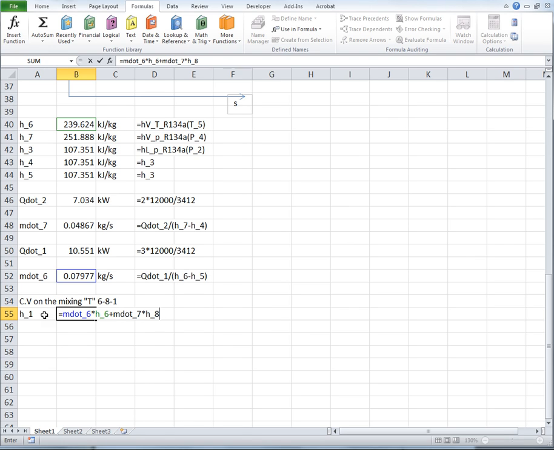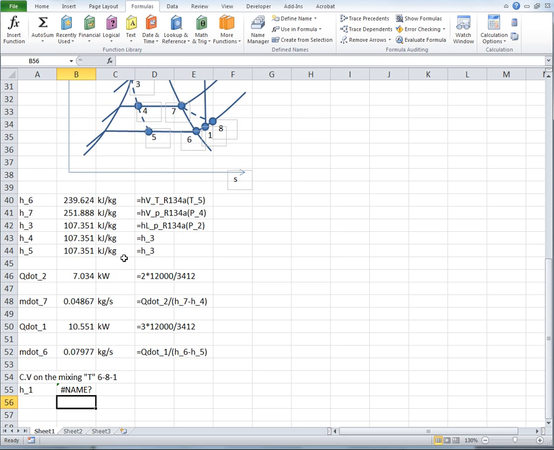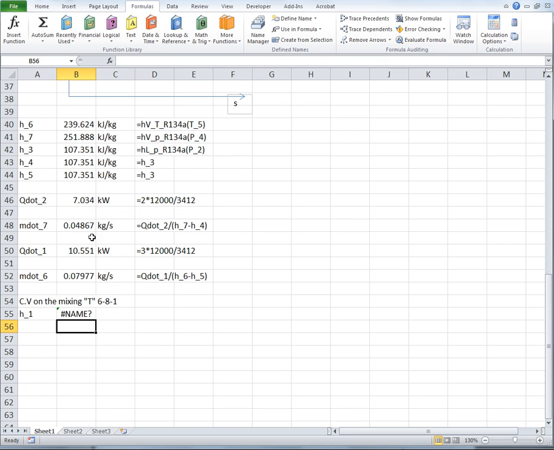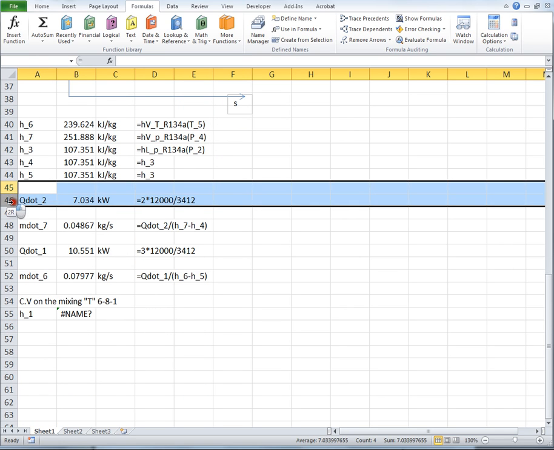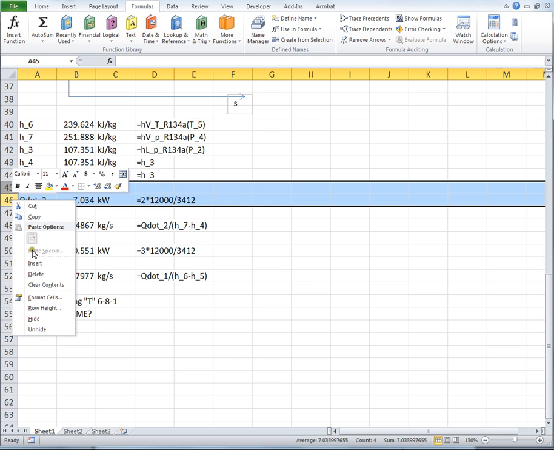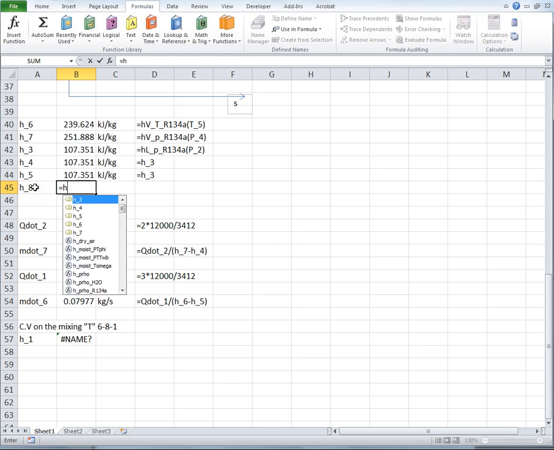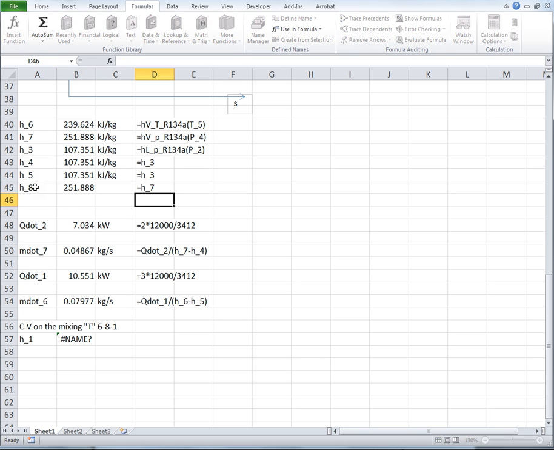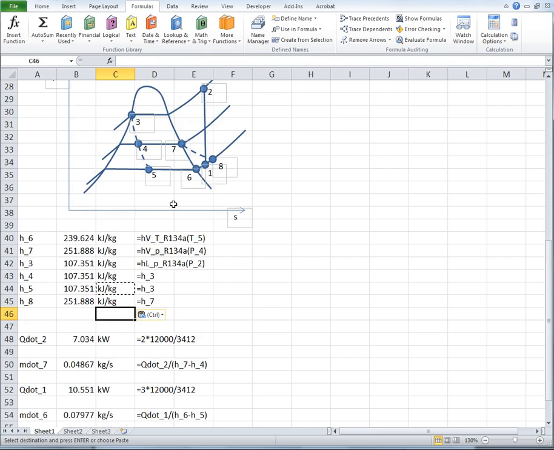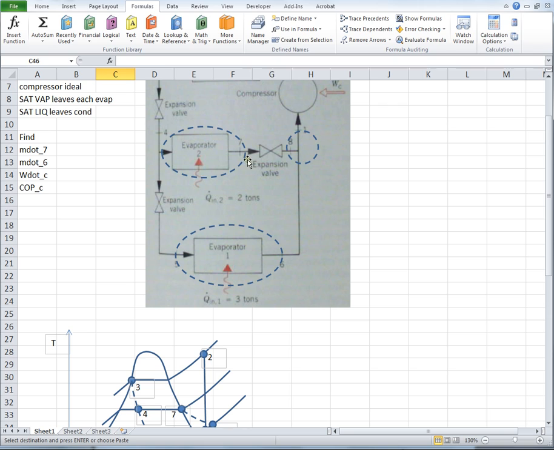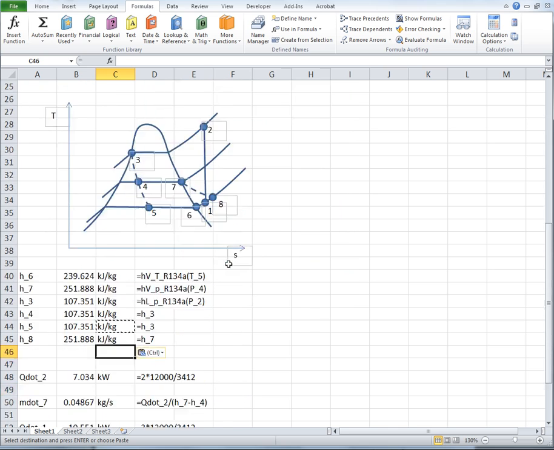Looks like I've got to do some, what happened to H8? Did we not, oh, H8 is equal to H7. We just kind of fell off the wagon here. Let's add some more in here. H8 equal to H7, sure, because we had constant enthalpy across this expansion valve. 7 and 8 have the same enthalpy.